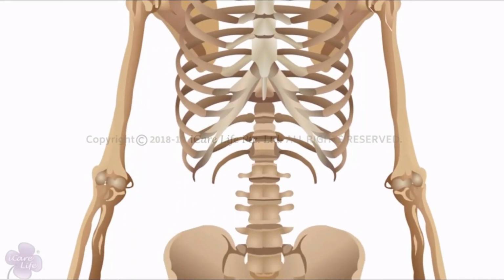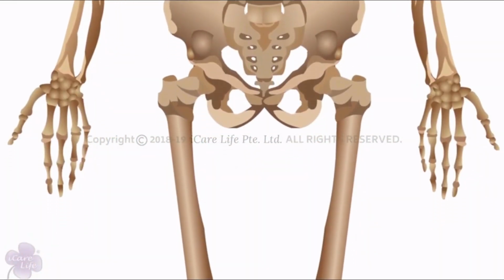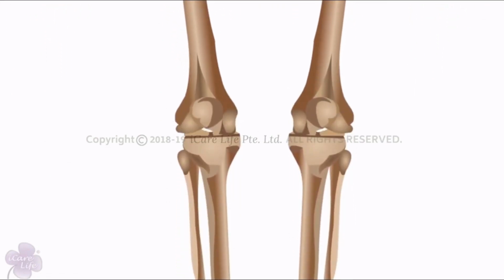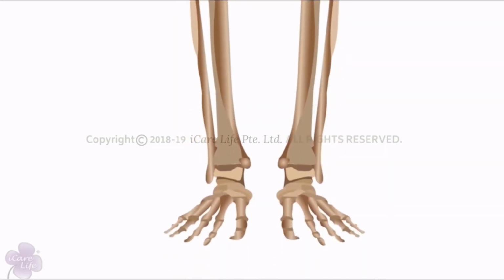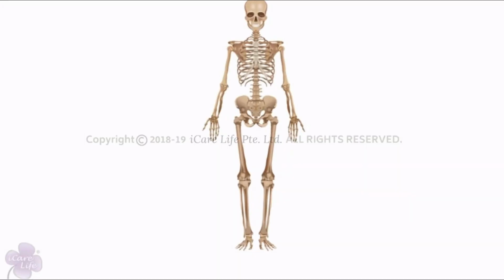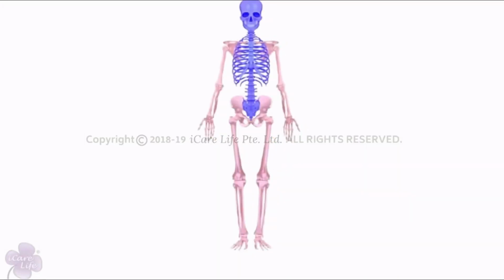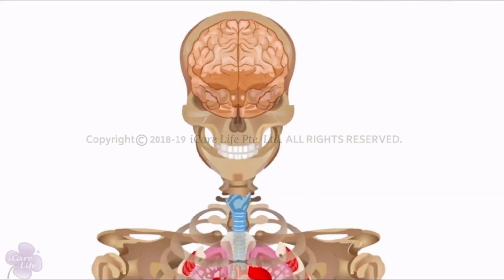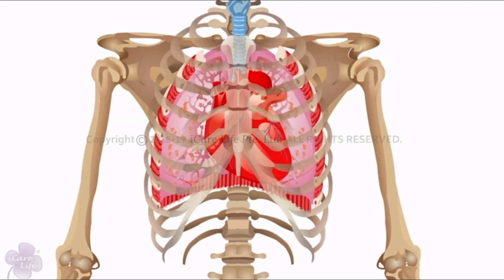There are 206 bones in our body, which are attached together to form the skeletal system or the skeleton. The skeleton is the frame of our body. The skeletal system can be divided into the axial skeleton and the appendicular skeleton. The axial skeleton comprises the skull, vertebral column, and thorax. The skull protects the brain, while the thorax and vertebral column protect the heart and the lungs.